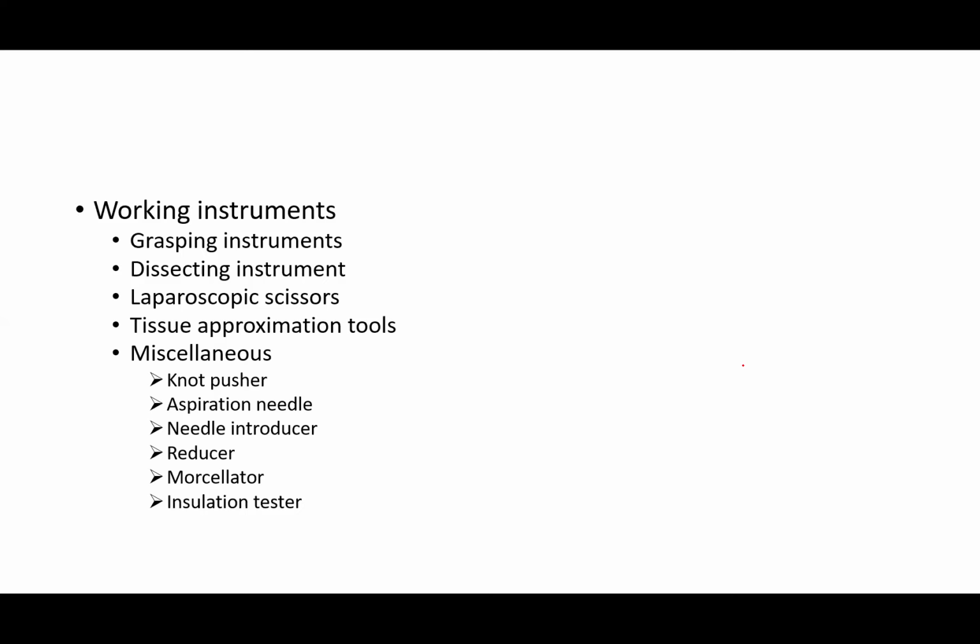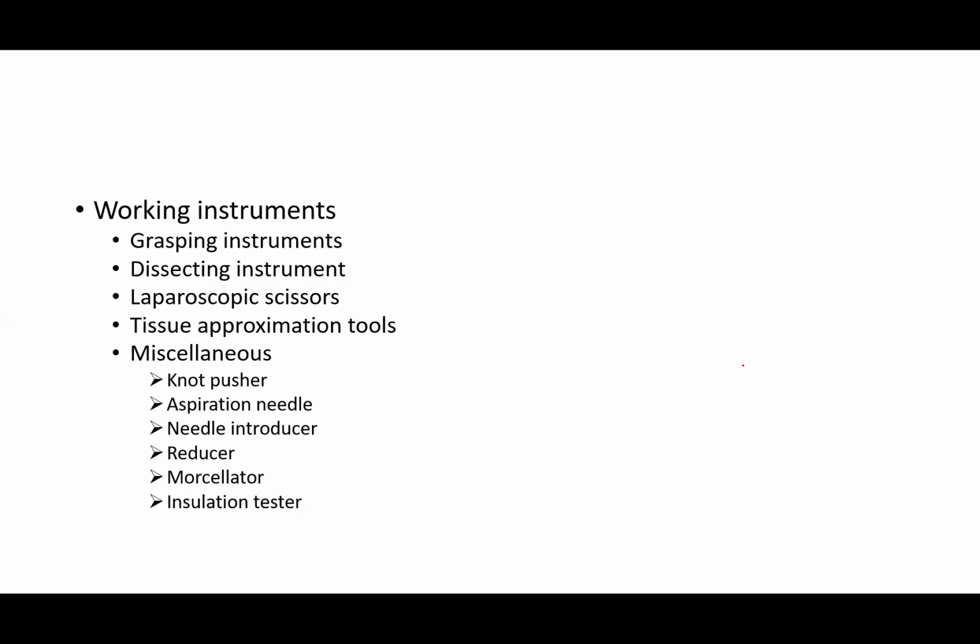The working instruments or the hand instruments could be grasping instruments, which include graspers, either crushing or non-crushing, for grasping soft tissues or for grasping tough tissue like the Alice. Then the dissecting instruments. There are instruments used for dissection, like the Maryland forceps, the L-hook dissector, and so on. Then the laparoscopic scissors. There are different types of scissors, which could be curved scissors, straight scissors, or hook scissors.